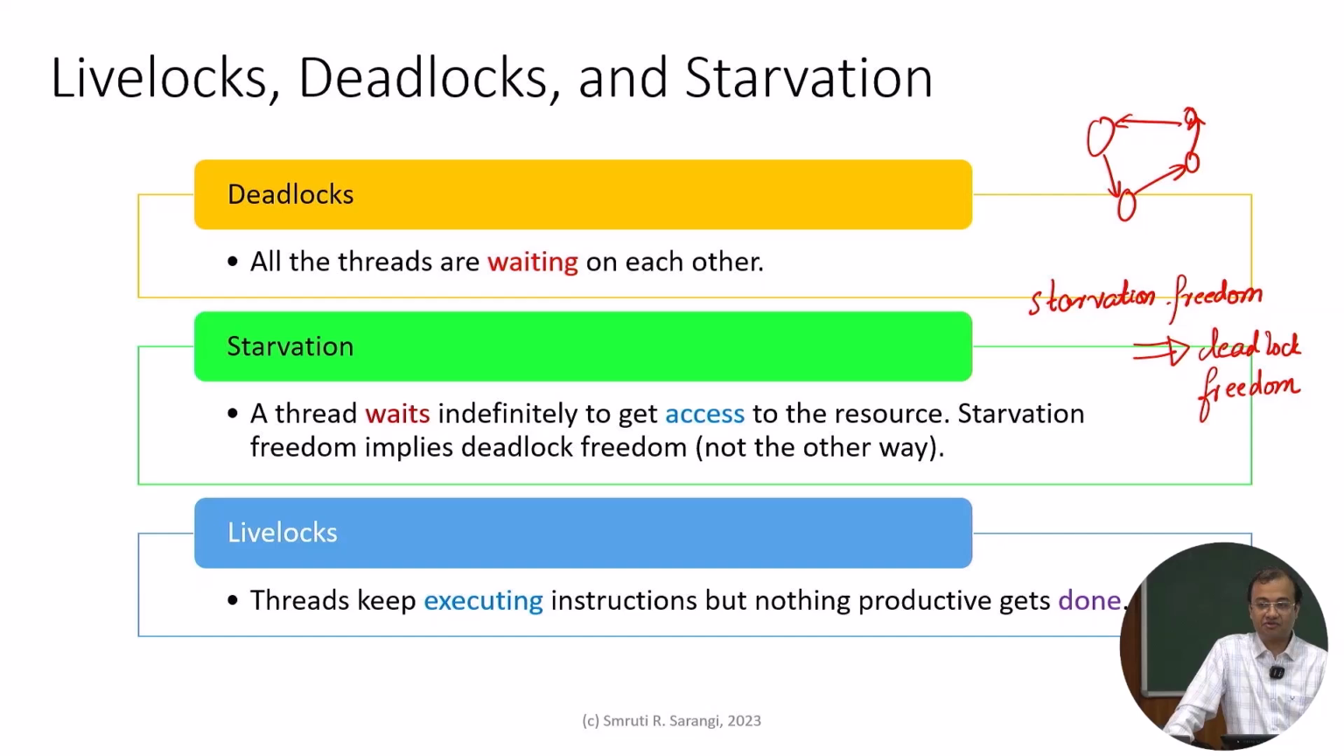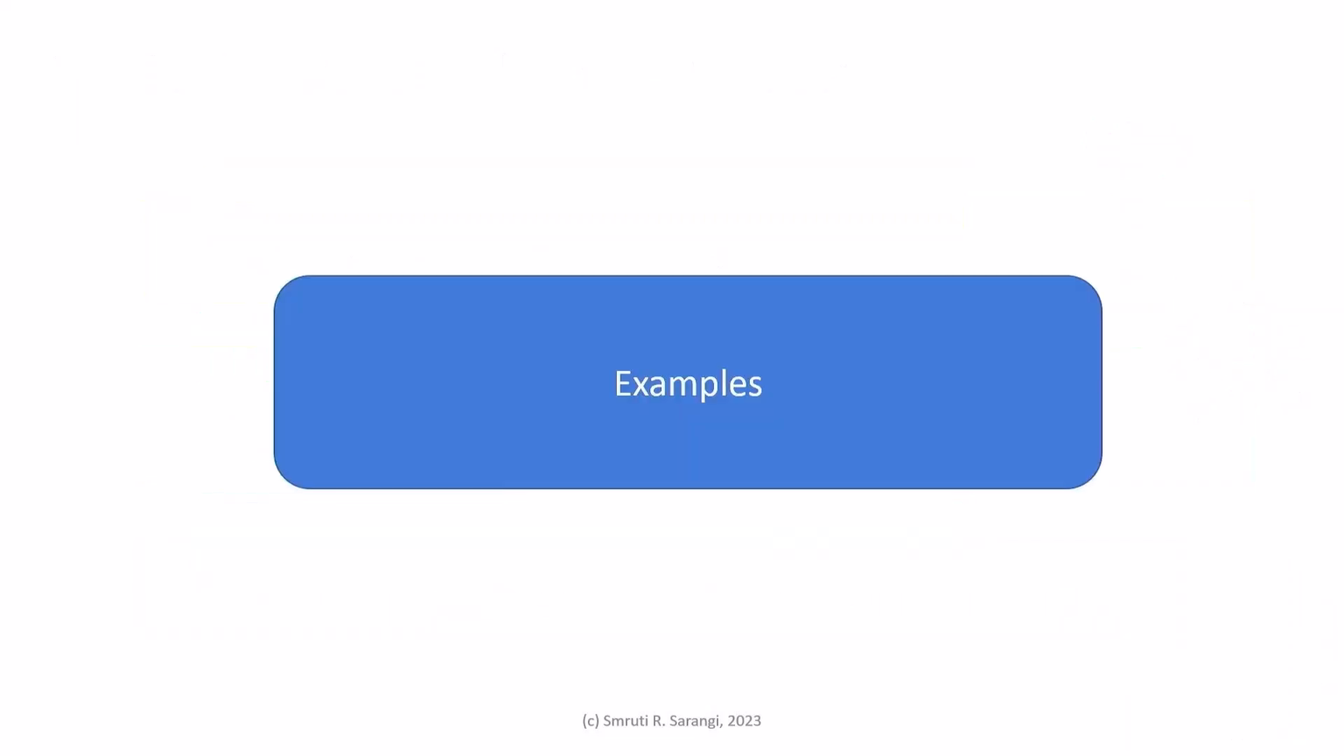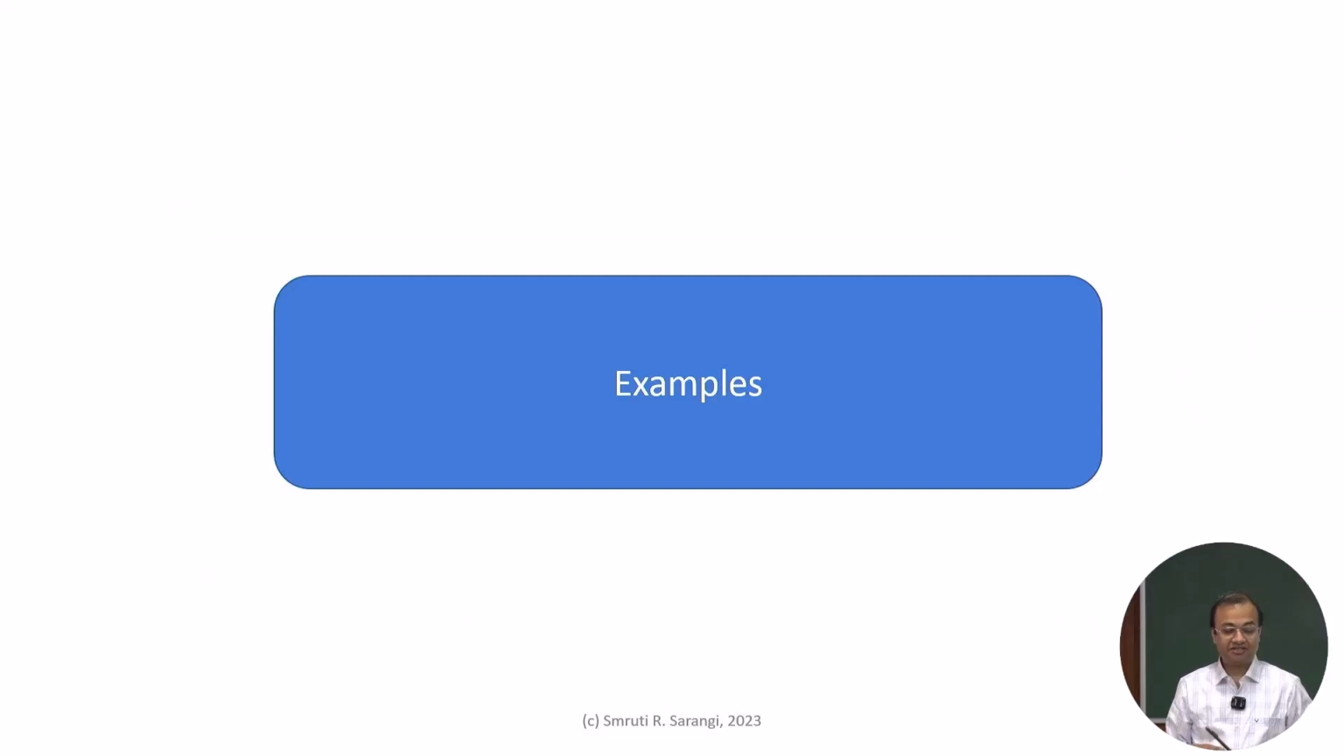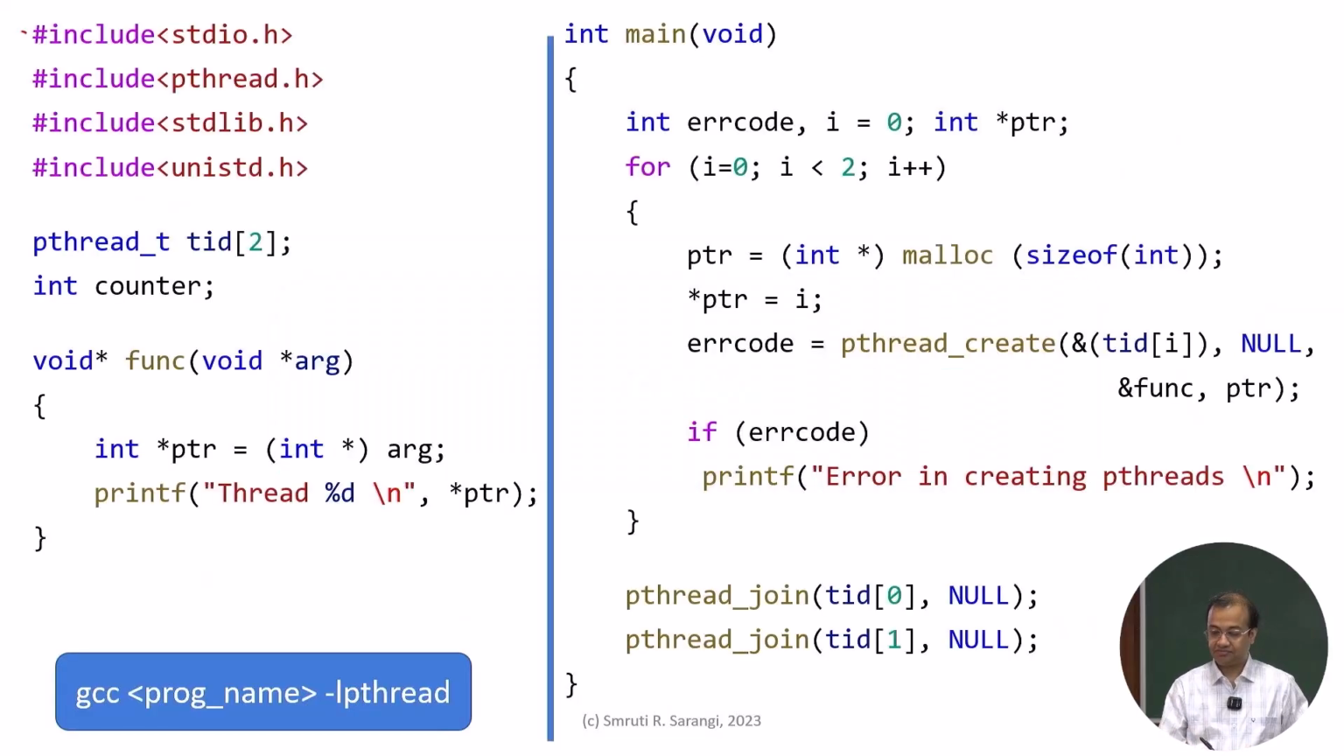This example is sort of contrived, but you get the broad idea of what deadlocks, deadlock freedom, and starvation freedom are. Starvation freedom implies complete fairness, which also implies lack of deadlocks. But lack of deadlocks does not imply starvation freedom. So given that this part is clear, we will move on to some examples. Okay, let us now look at some examples.